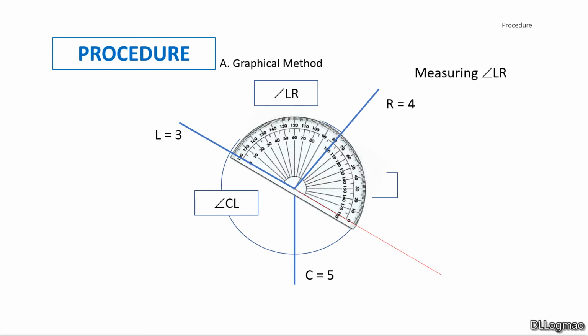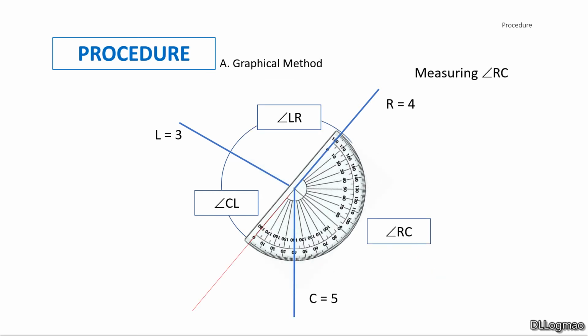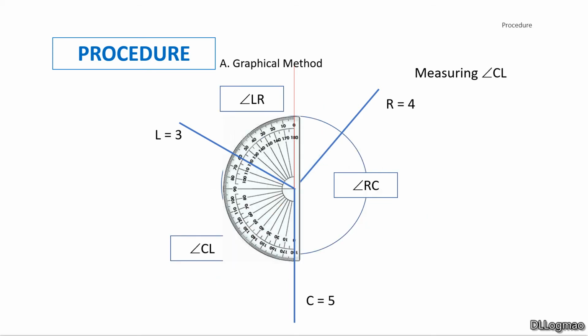This is the angle between the left and right chords. It measures 100 degrees. This is the angle between the right and center chords. It measures 140 degrees. This is the angle between the center and left chords. It measures 120 degrees.